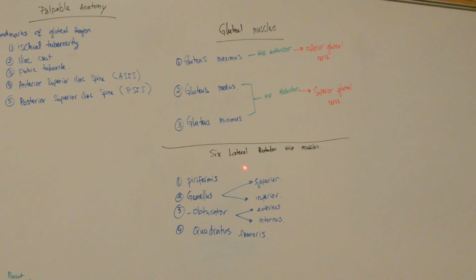The six lateral rotator hip muscles that we need to know about are the piriformis, the gemellus superior, the gemellus inferior, the obturator externus, and the obturator internus. The last one is the quadratus femoris muscle.